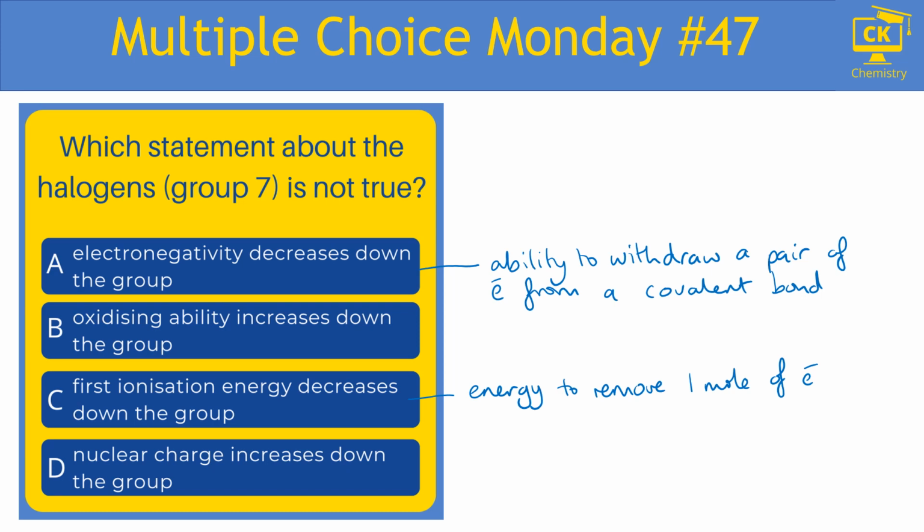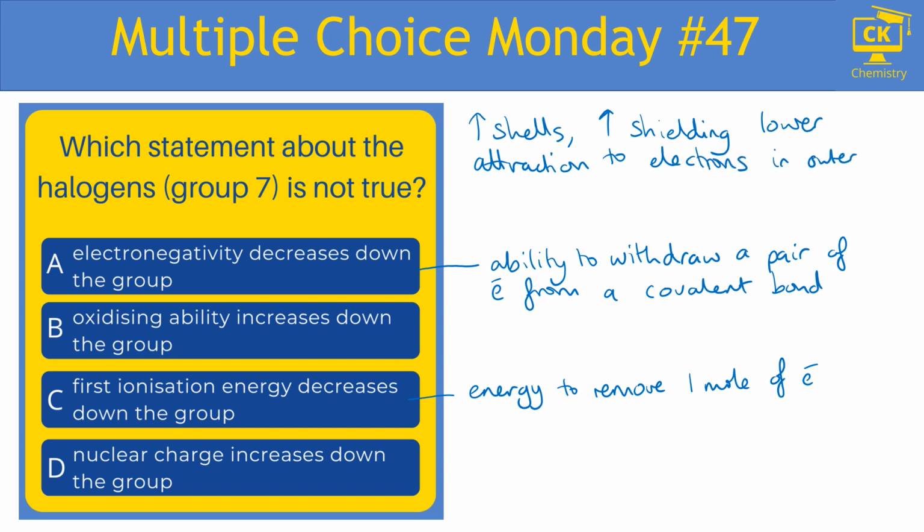And therefore, if we go down any group of the periodic table, these properties will both decrease, and that is because of the increasing number of shells, which means increasing shielding of the nuclear charge, and therefore a lower attraction to electrons in the outer shell. And this is despite D, and so D is also true.